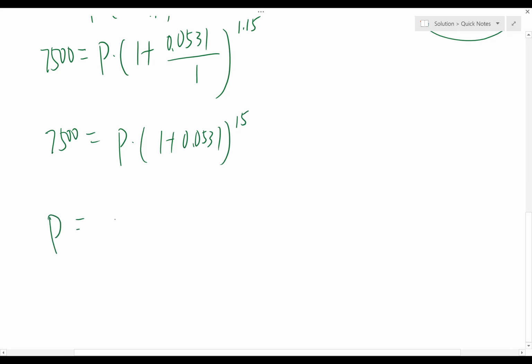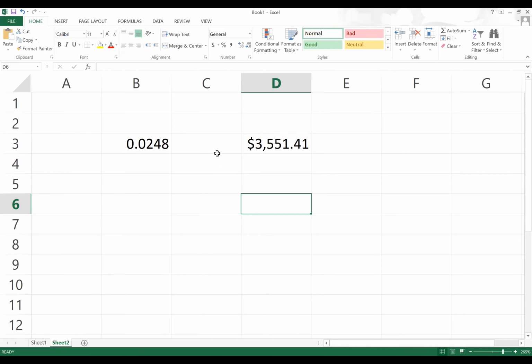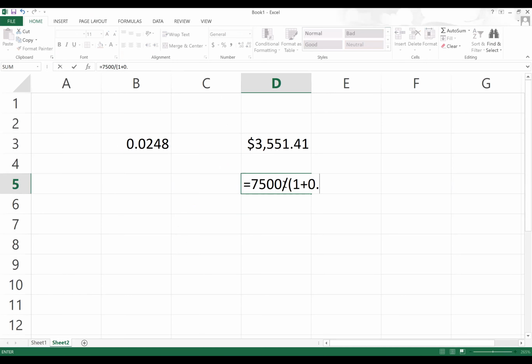Now the principal, equal to our initial investment, is 7,500 over 1 plus 0.0531 raised to the 15th power. And one more time, I'm going to Excel or a calculator to get a result here. So we do 7,500 divided by 1 plus 0.0531, raised to the 15th power. And that should give us a result, right?